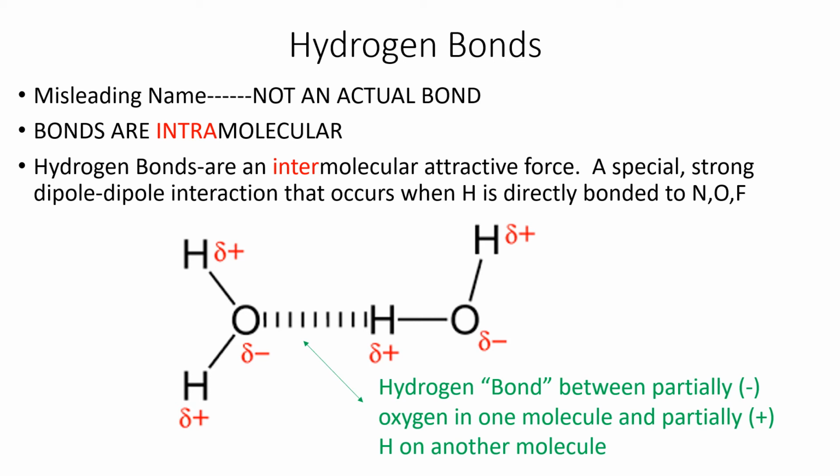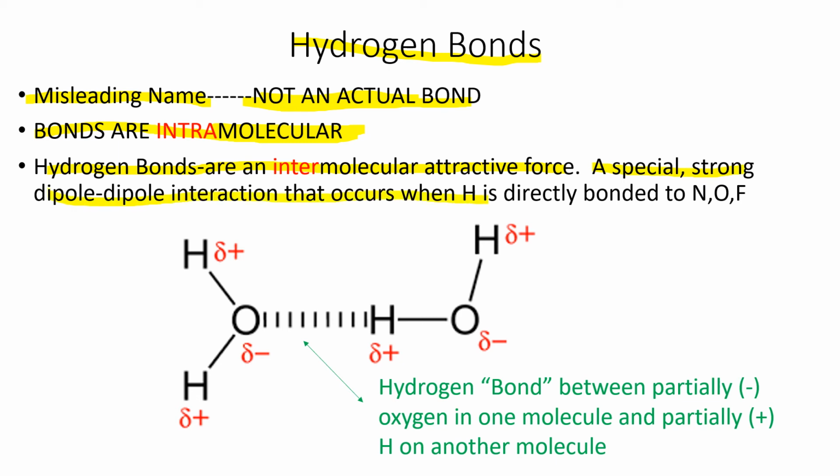Now that you've seen how dipole-dipole works, we can talk about hydrogen bonding. This is a misleading name. It's probably the worst term in all of chemistry. It's not an actual bond. Bonds, like we've talked about for Lewis structures, are intramolecular. That's not what we have here. Hydrogen bonds are an intermolecular attractive force. What they really are is a special, strong dipole-dipole interaction.